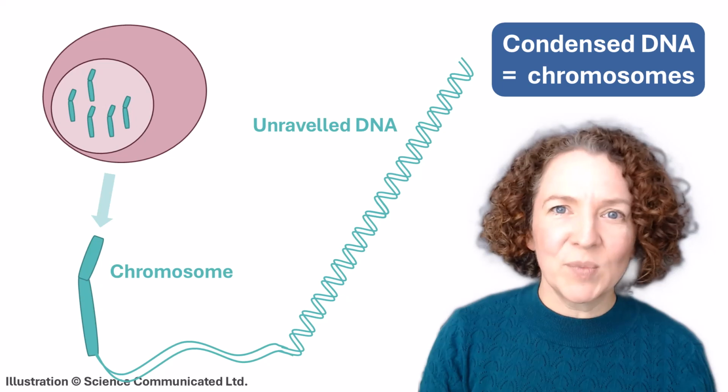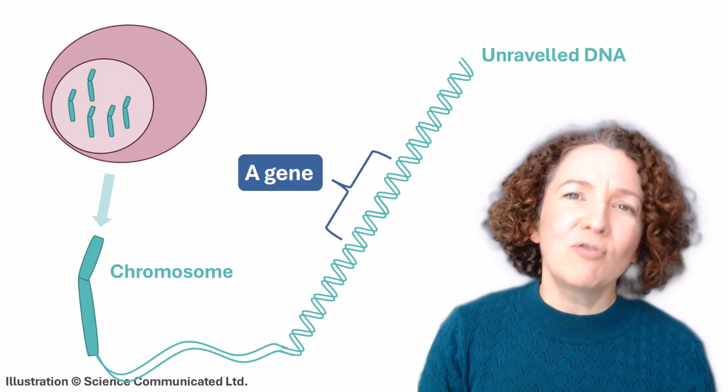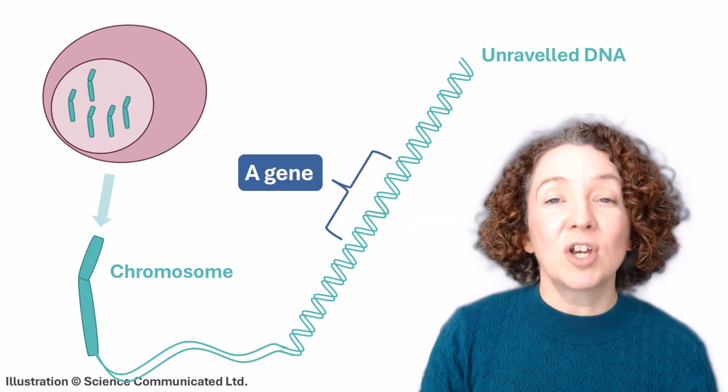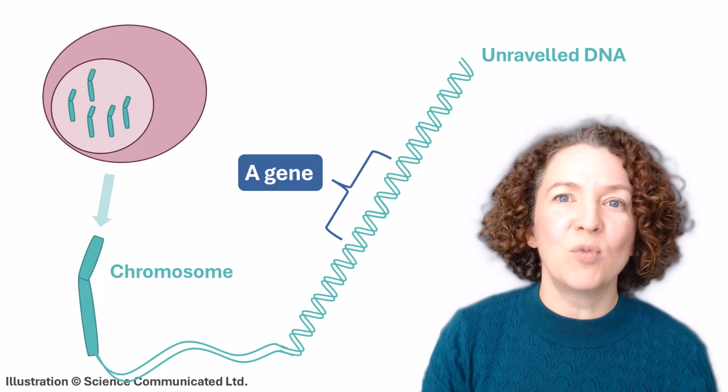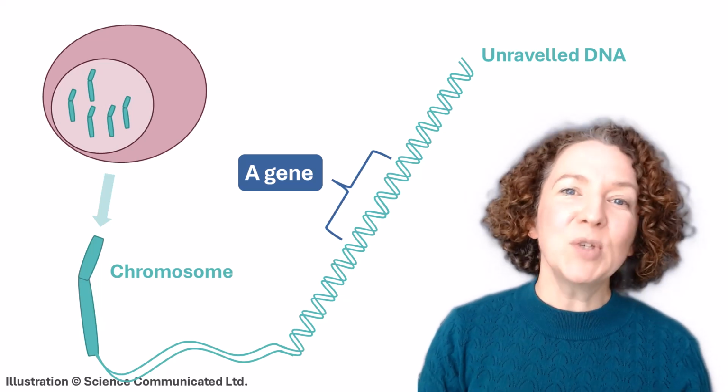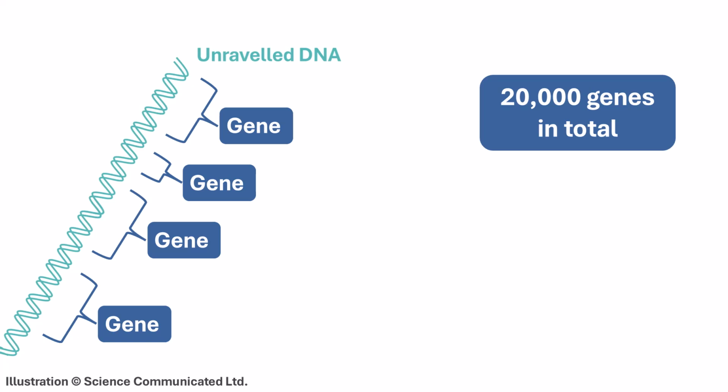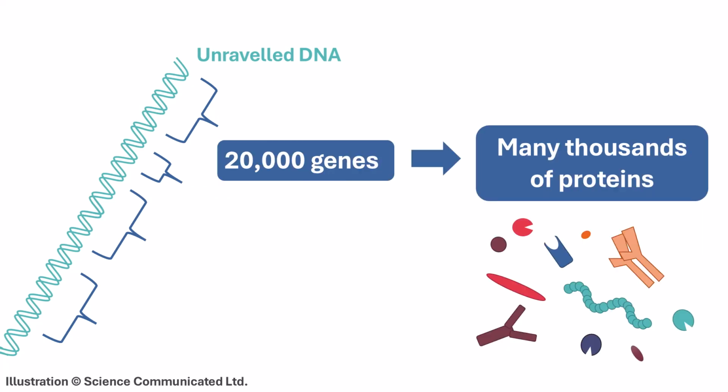Scattered throughout the chromosomes are genes. These are regions of DNA that cells can recognize as containing the instructions how to make one or more proteins. Our chromosomes contain around 20,000 genes, and from these genes our cells make many thousands of different proteins. These proteins are the workhorses of the cell. They do all the jobs necessary to keep the cell and us alive.